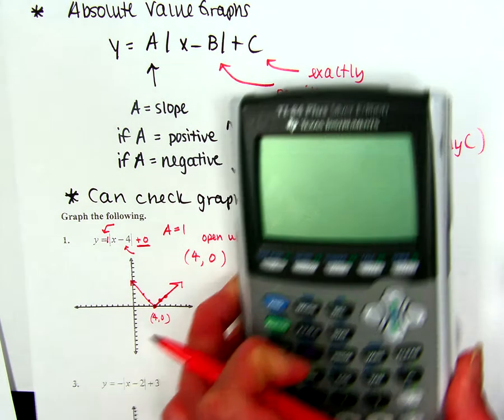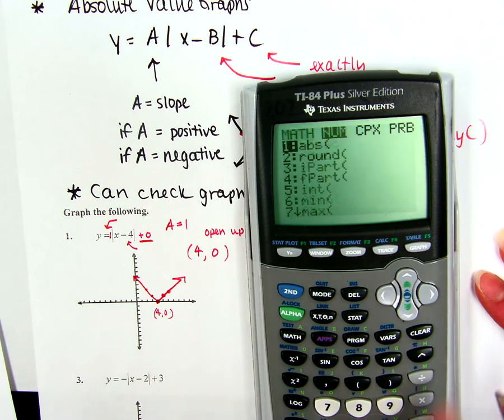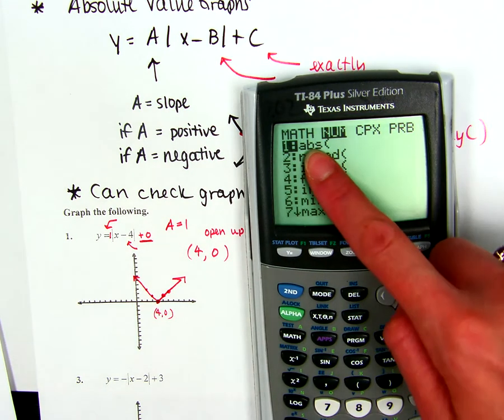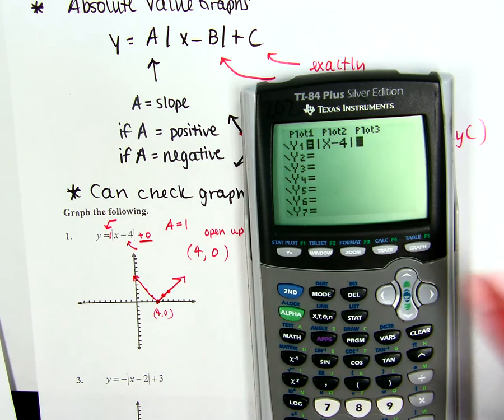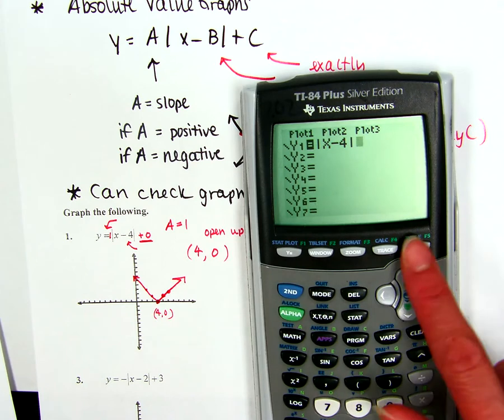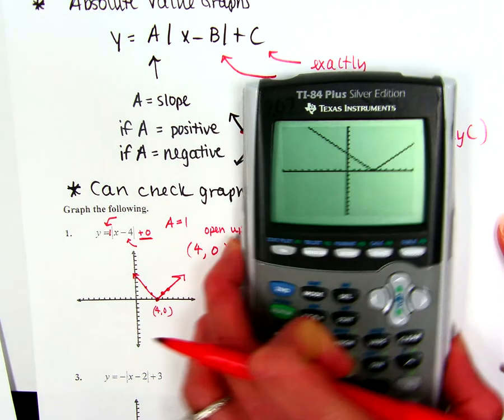All right, so if you want to do this on your calculator, I'm going to go to y equals, and I'm going to hit math and move over to number, and it says absolute value. It's the first one. So I'm just going to put in x minus 4. Move over so I know that x minus 4 is inside the absolute value, and I hit graph, and it should look exactly the same as what you have on your paper. All right, so we're going to keep going.